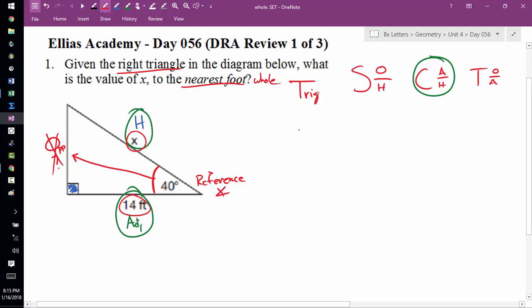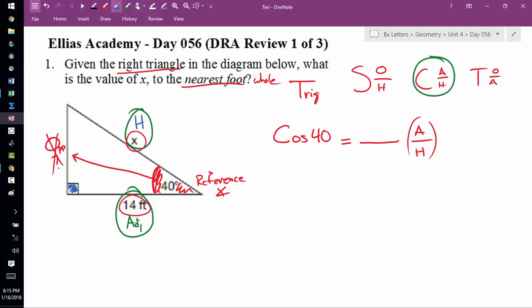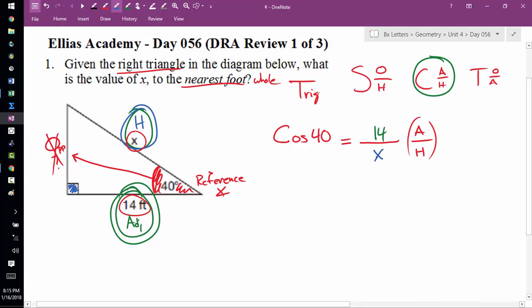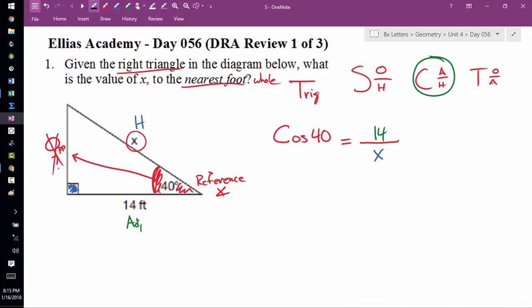So I'm ready to make my equation and solve for the variable. So it's going to be the cosine of the reference angle, the cosine of 40. That must be equal to the adjacent over the hypotenuse. And this is just like a reminder here. We'll delete that when we fill this in. So our adjacent is this 14 feet. Our hypotenuse is what we're looking for. And I'm going to clean this up now. And now we're ready to solve for x.